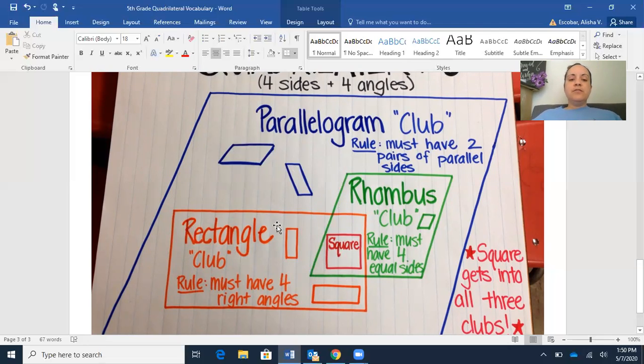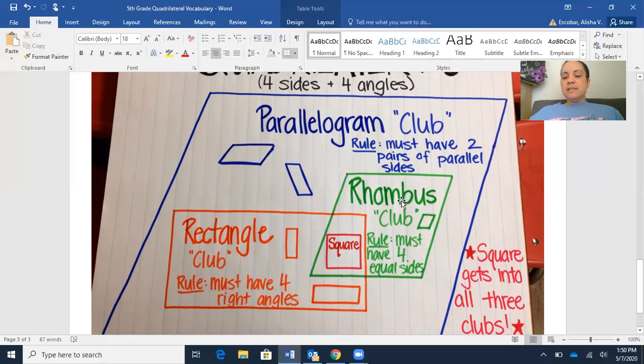All right, now let's look in the rectangle club. A rectangle is a parallelogram. In the rectangle club, you must have four right angles. A square has four right angles, and a rectangle has four right angles. A parallelogram like this kind of parallelogram does not have four right angles. A rhombus does not have four right angles. So a rhombus cannot be in the rectangle club.